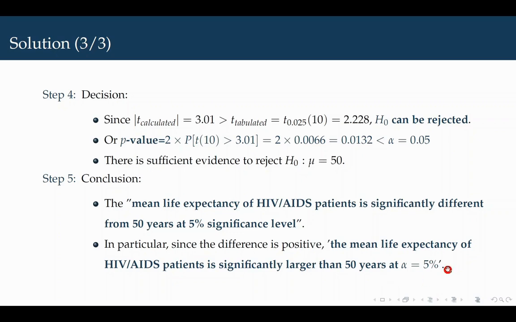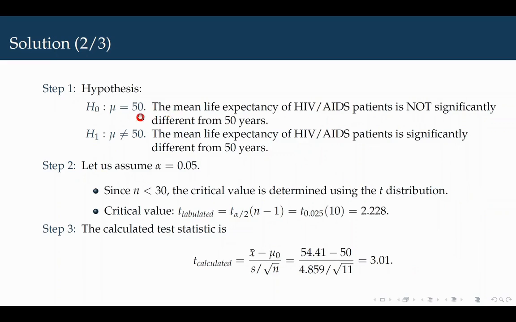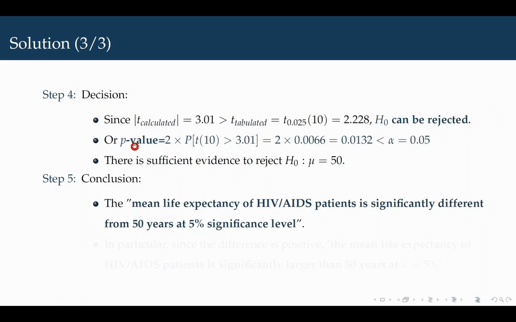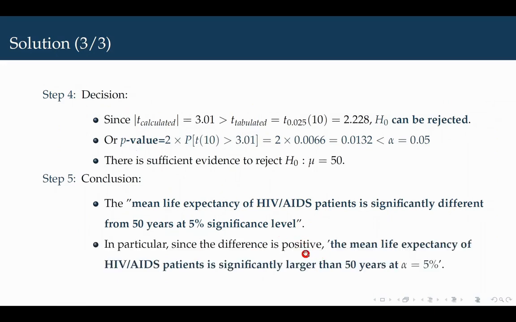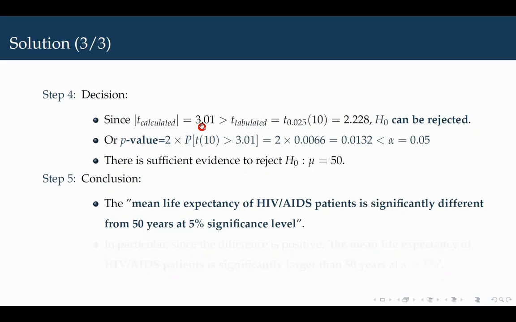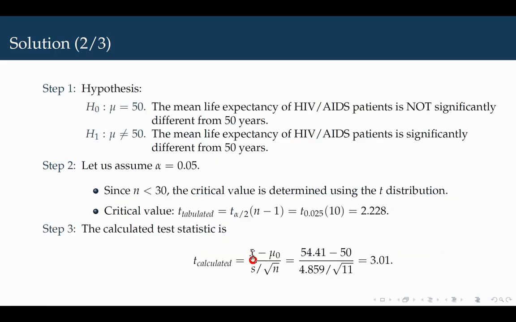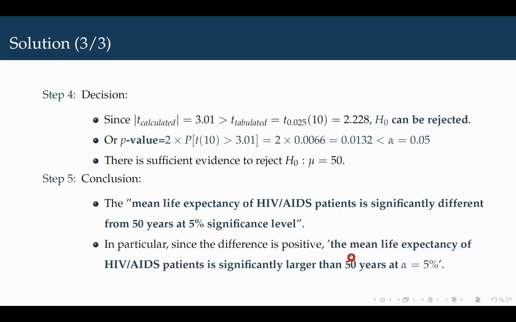So it is a two-sided alternative hypothesis test, but once we reject this null hypothesis, that means we are in favor of the alternative hypothesis. So mu may be greater than 50 or mu may be less than 50. So we have to identify the direction, and specifically, since the difference x bar minus the assumed value is positive, we can say that the mean life expectancy of HIV patients is significantly larger than 50 years.